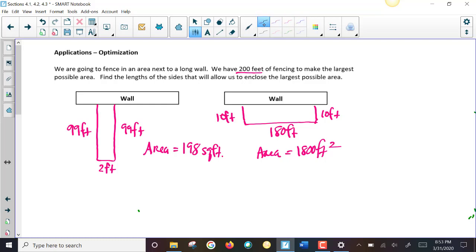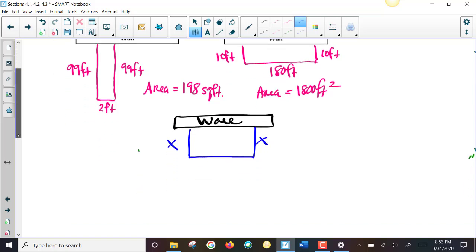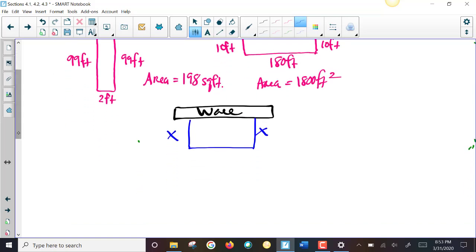Okay, so let's think of our situation here. Here's my wall. And I don't know what I'm going to make all three sides, but these two parallel sides are obviously going to be the same length, x. Okay, so how did we find the length of the third side? We took the total amount of fencing, right? We have 200 feet of fencing, and we subtract off those two sides. So my third side is going to be 200 minus 2x.